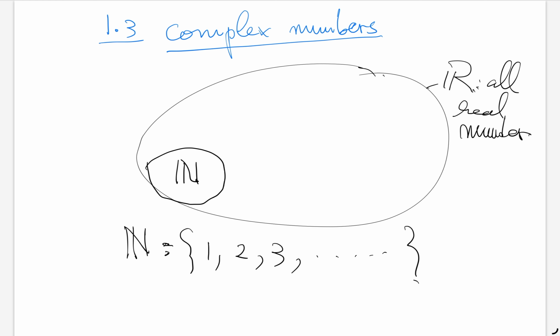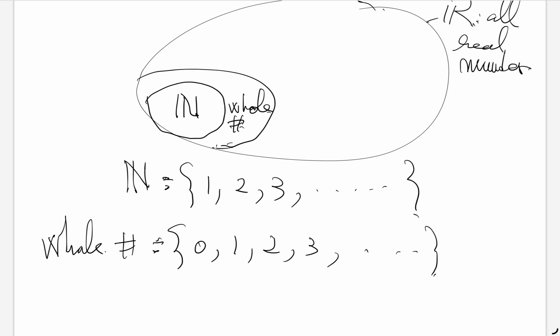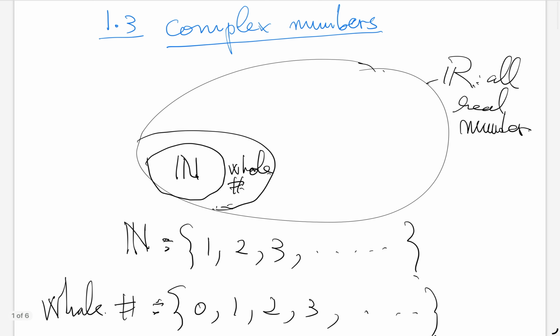You also have the whole numbers. The whole numbers are just the natural numbers, and you add 0. So the whole numbers are the set of 0, 1, 2, 3, and so on. Okay, it's inside all the real numbers.